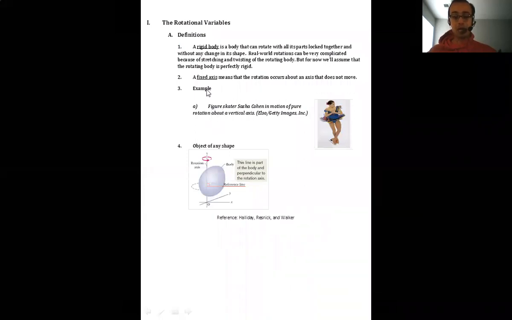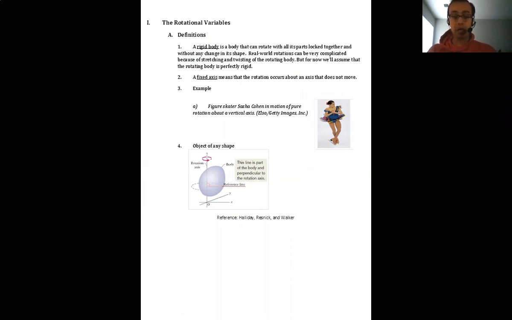So definitionally, a rigid body is a body that can rotate with all its parts locked together and without change in its shape. Now, real world rotations can be very complicated because bodies will stretch and twist and move around or flex, much as, say, Sasha Cohen is doing here while trying to land a triple axel. But we'll assume for now that the axis of the rotating body is perfectly rigid.